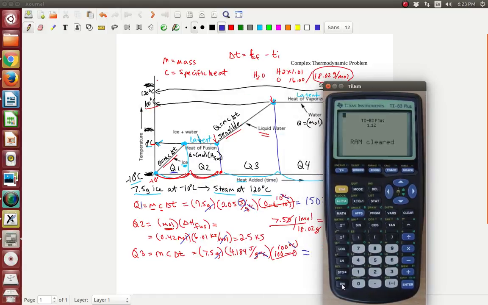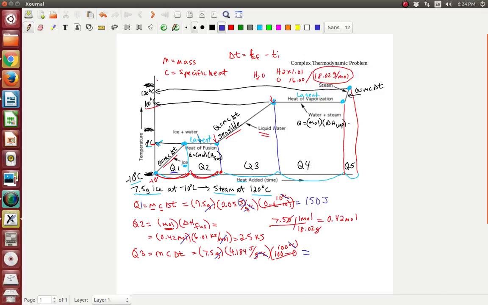Let's pull our calculator back up again and figure out what it is. 7.5 times 4.184 times 100 is 3,138, and with 2 sig figs that's 3,100. The unit that didn't cancel is joules. Now that's getting us from Q3 to Q4. So we're right here now. We just added all this much more heat, and now we have to add the next amount of heat.